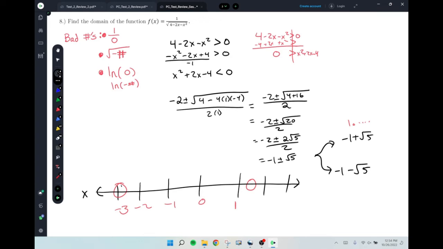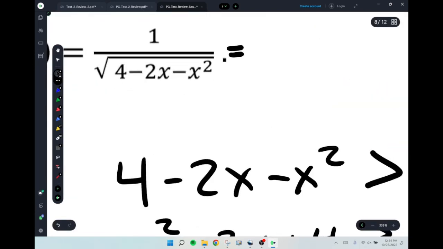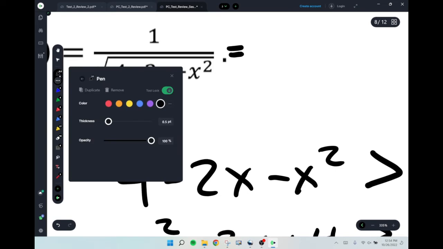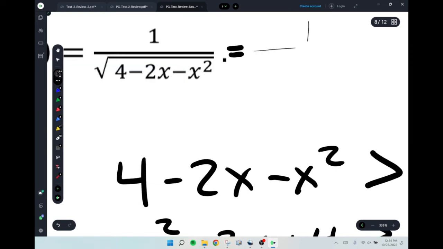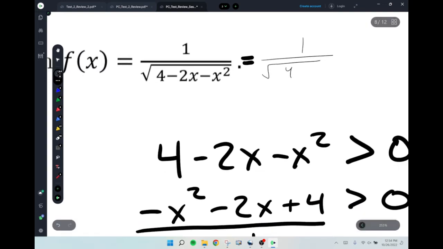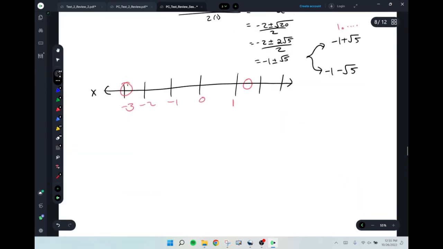The original equation. So let me plug in 0 and see what happens. If I plug in 0 into the original equation, what do we get? 1. Are you sure? Yes. Is that a good number? So can that be included in the domain? Sure thing. So I think I'm already done.